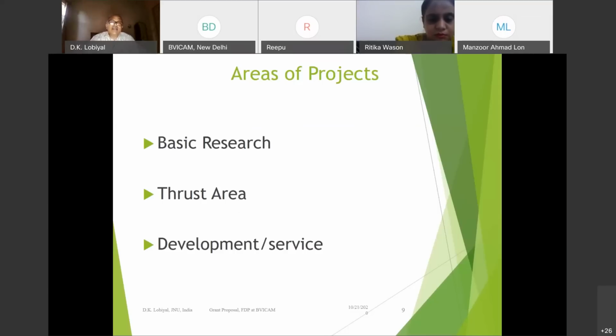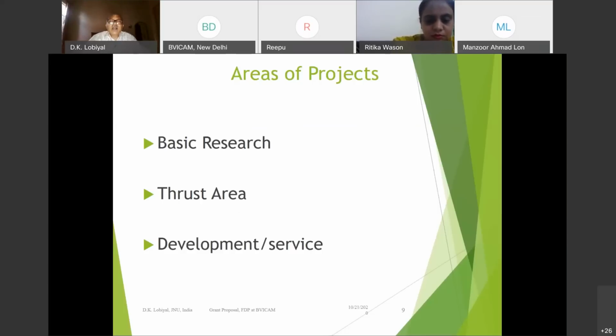And the second area is the thrust area. Thrust area means the area of research which is very relevant at a given point of time for the society, for the industry, for any organization, for the welfare of the state, the country. State means country; I am not referring to the state of India. So it has an impact and needs an immediate solution. That is what the thrust area means. These are the real problems. We need an immediate solution for these, and these are called thrust areas.